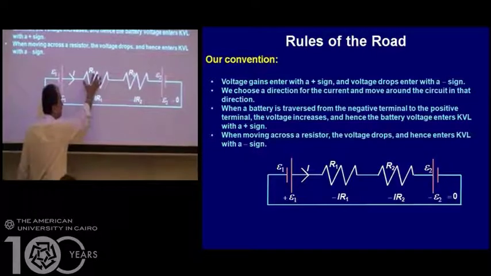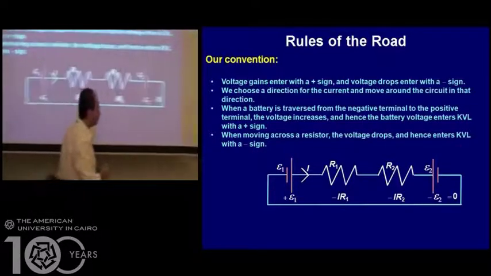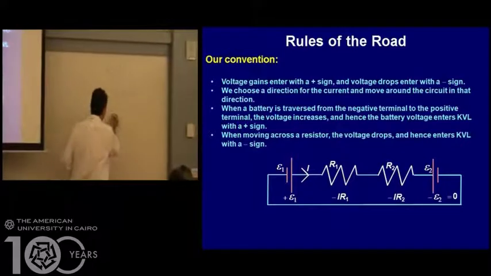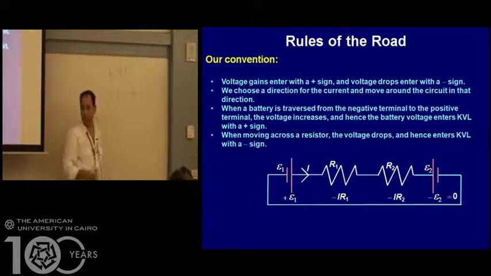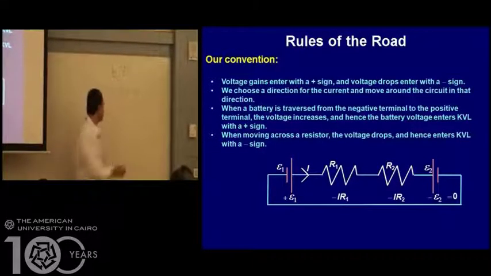So this here will have a drop in the potential. I will call it minus. It's minus because there is a drop in the potential, and the potential, according to Ohm's law, is equal to the current that flows in that resistor times R1.